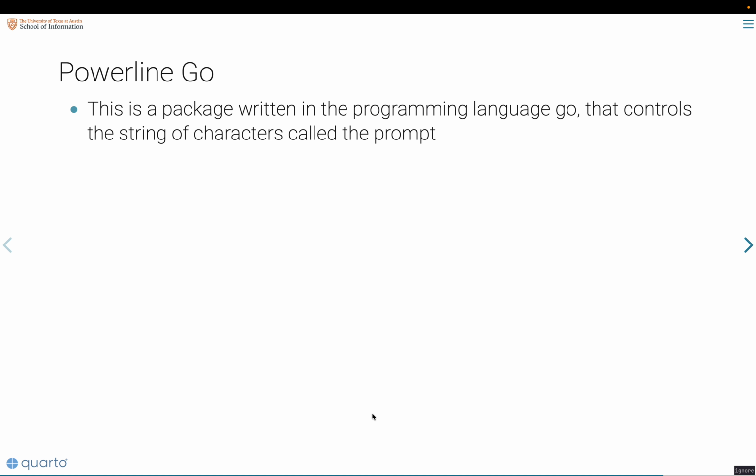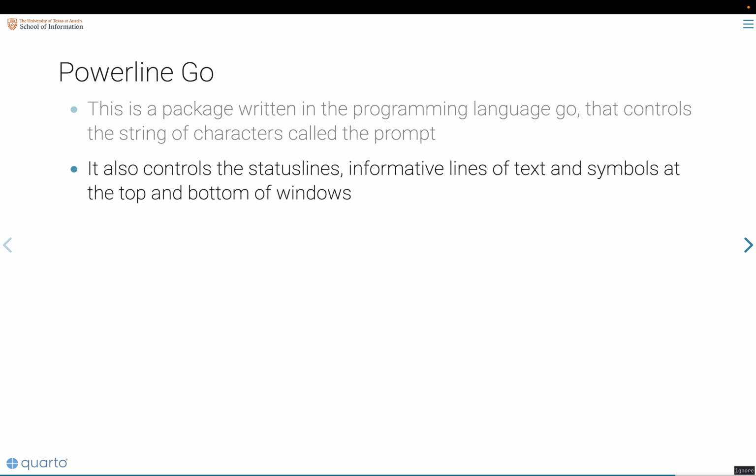Powerline Go is a package written in the programming language Go that controls the string of characters called the prompt, and it also controls the status lines, which are informative lines of text and symbols at the top and bottom of windows.